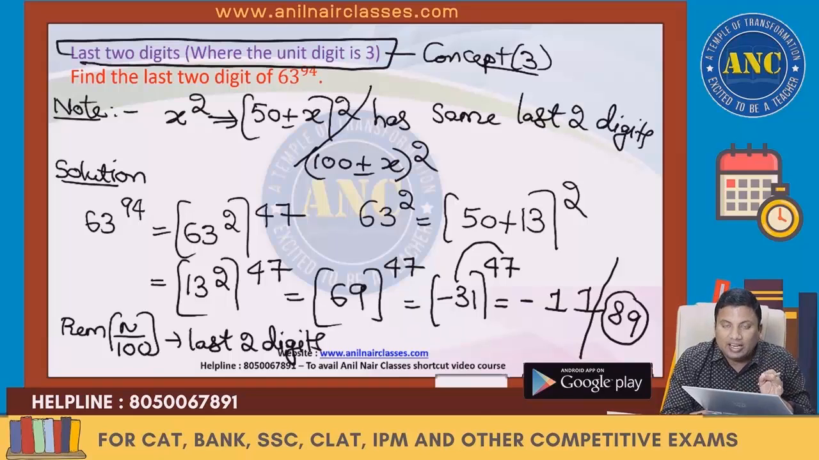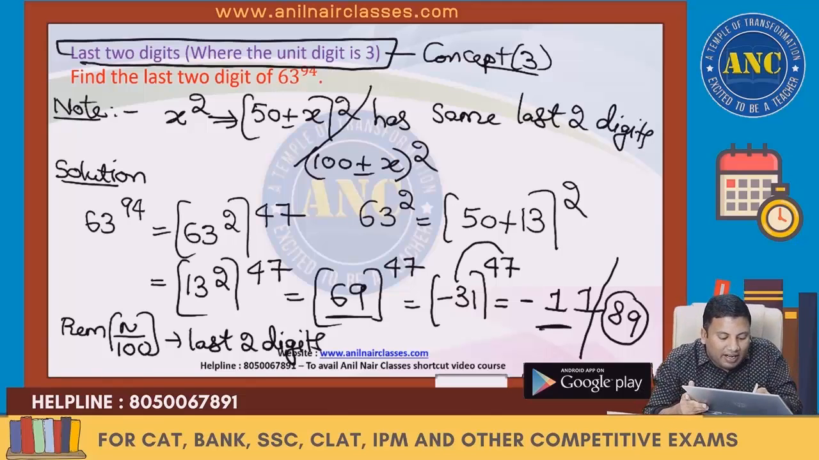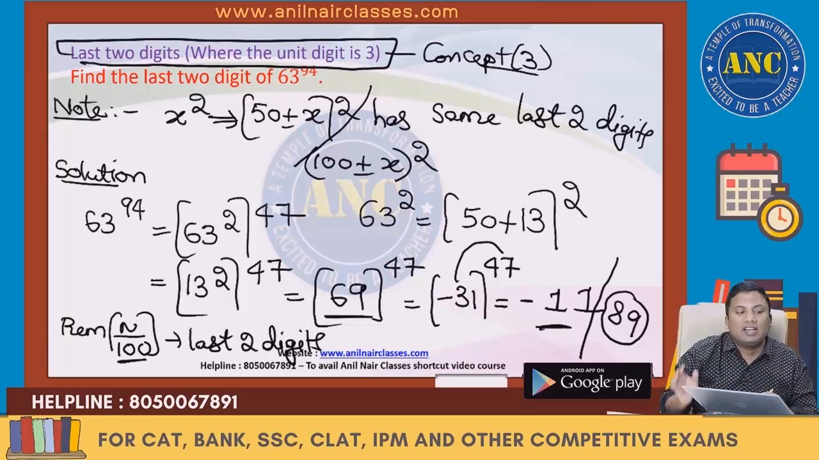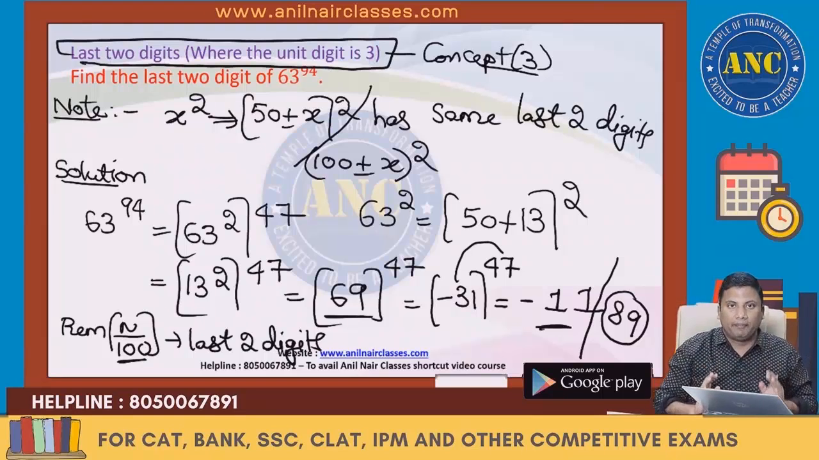1. Minus 11. Whenever you are finding the last two digits or the remainder, you will never get a negative value. Minus 11 happened because I divided this number by 100. So 100 minus 11 is 89. I hope the idea is clear.